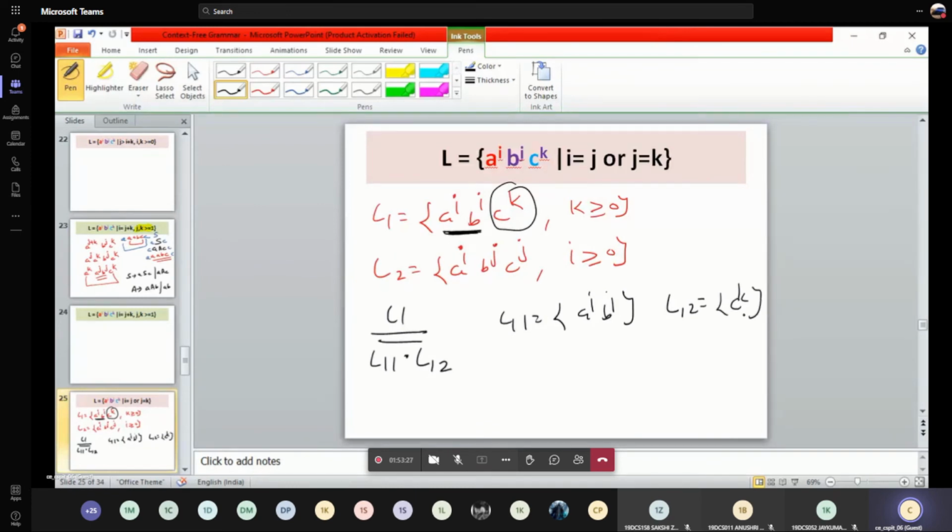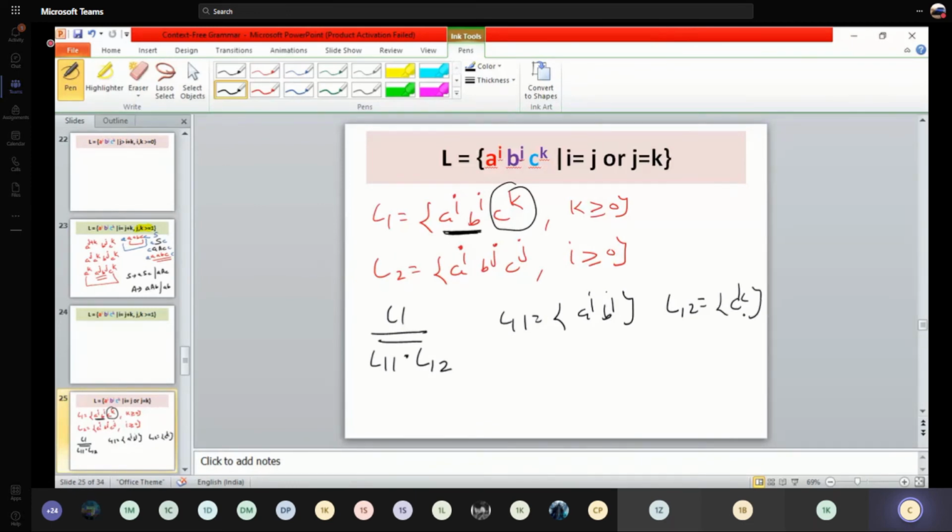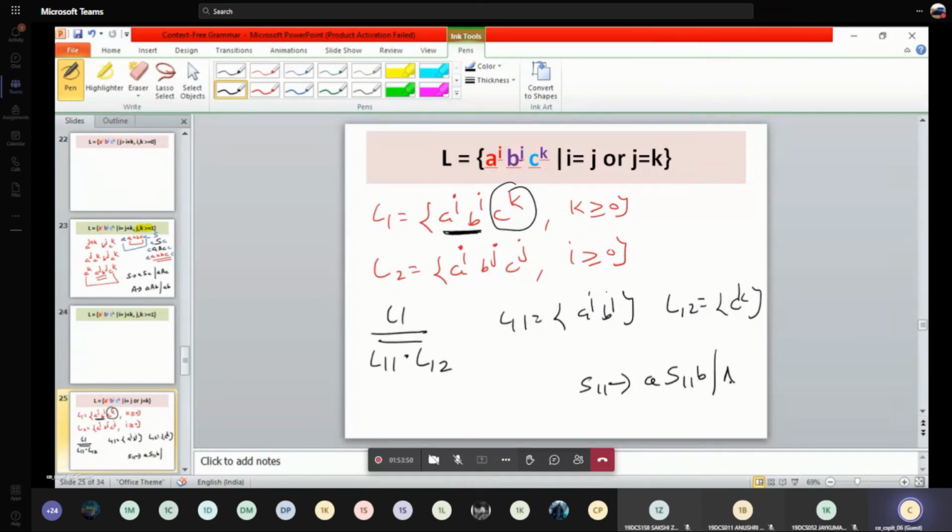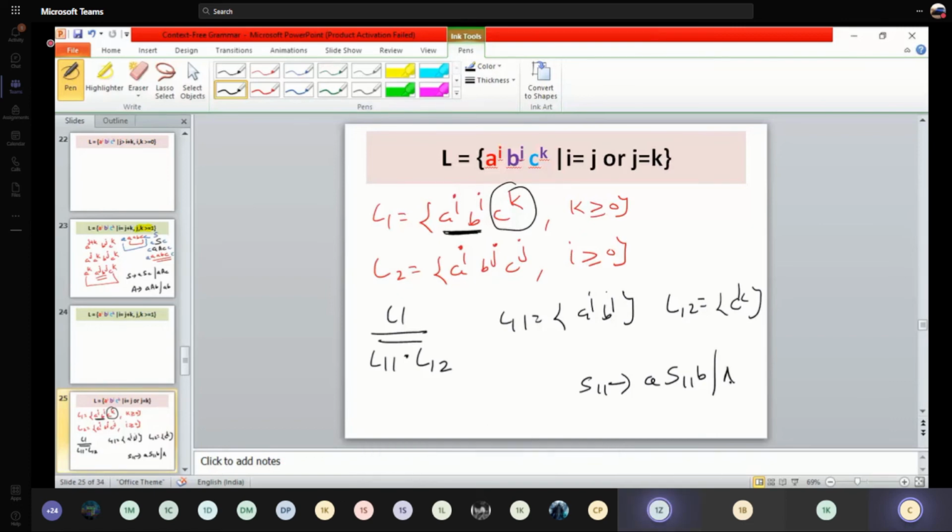It is a concatenation of two different languages because c raised to k is independent. So it is a separate language, and a raised to i, b raised to i is another language. Now for L11, I will write a grammar as S11, which gives A S11 B or null, because there is nothing specified for i. Only i equal to j is given, so i can be null also, zero also. When i is 0, definitely j will also be 0.